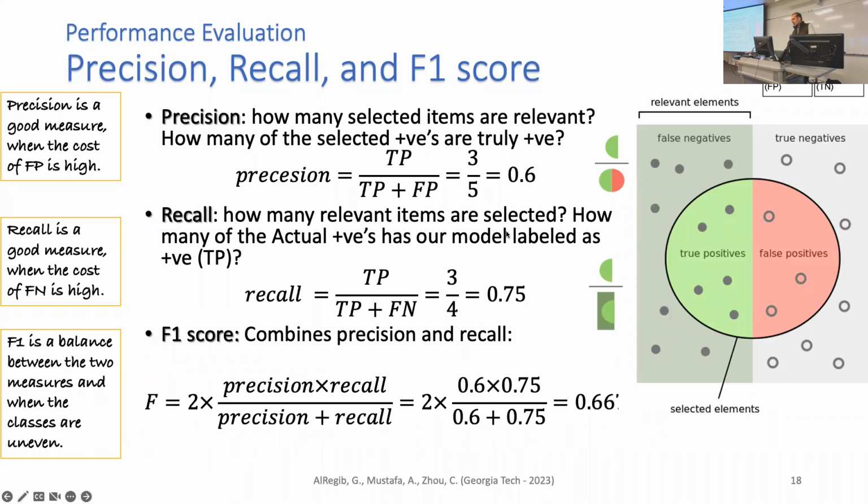The recall now, the recall is looking at this whole thing in here, right? And I'm looking at how many of the relevant items are selected, meaning from the truly positive ones, all of these, how many of them did I pick as positive, right? So I'm looking at the true positives divided by the true positive plus the false negative. What are the false negatives? These are the false negatives, right? These ones in here, right? So in this case, I have 75% recall.